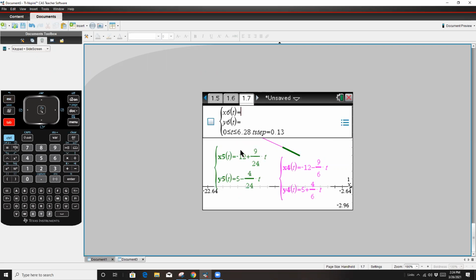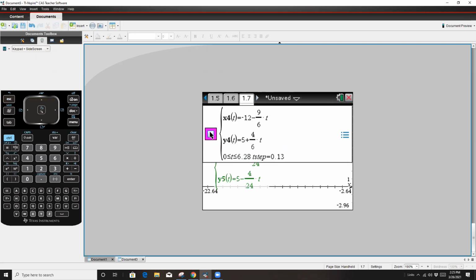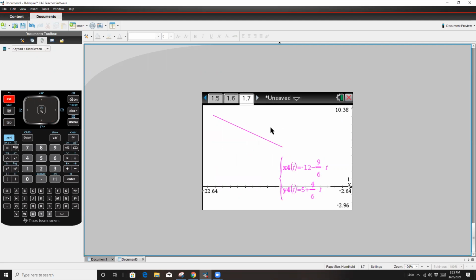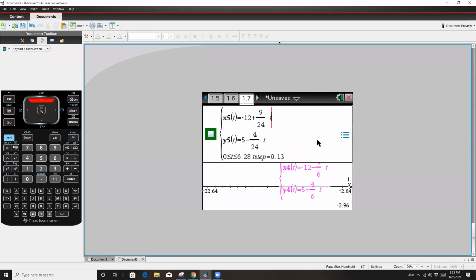And I'm pretty sure they overlap. Not that it would matter. Yeah, so there's the purple one, and then they had the same starting point. So yeah, they should overlap.